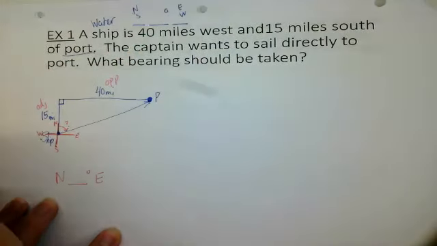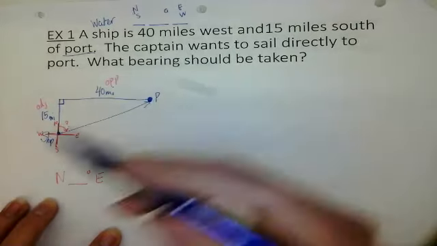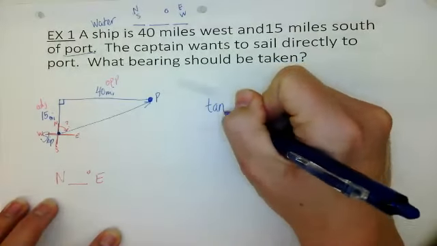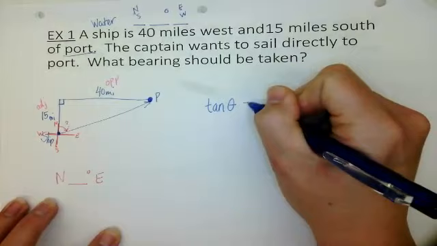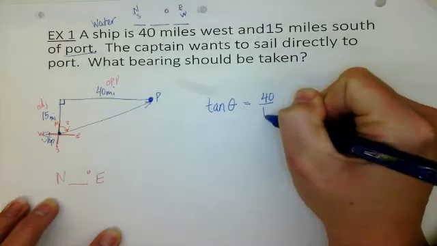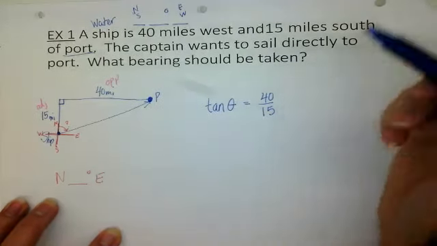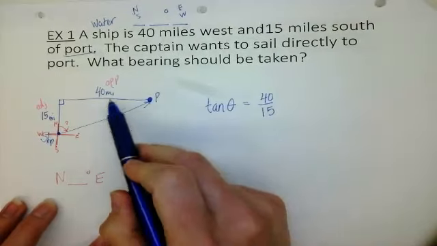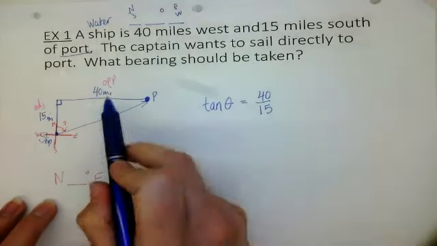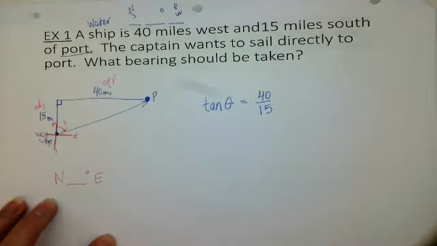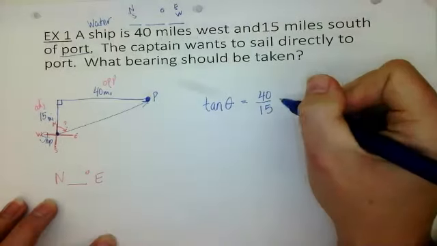And so opposite over adjacent is a tangent function. So I can think the tangent of my angle theta is 40 over 15. Again, yesterday on the worksheet that you guys had, you ran into unit problems. Make sure your units are the same. So you might need to convert if that comes up.